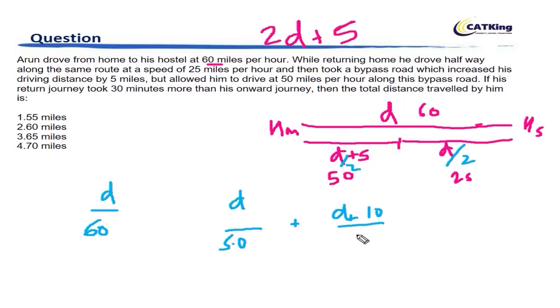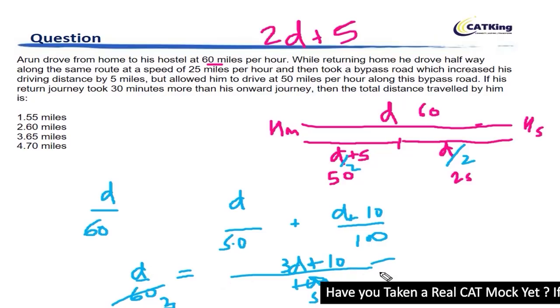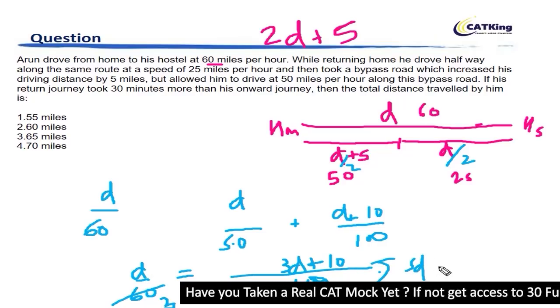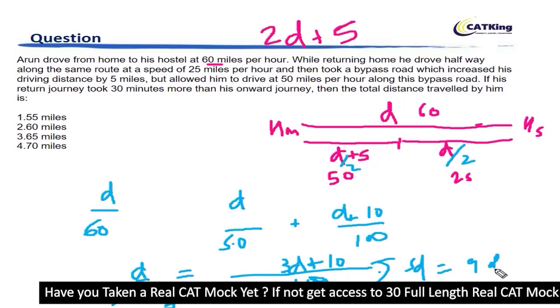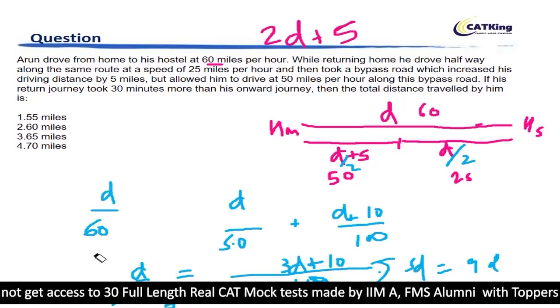Now all we have to do here is take an LCM, it becomes 100, this becomes 2d plus d plus 10, so 3d plus 10. Now 3d plus 10 is equal to d upon 60, right? Now this is 3 times, when you divide by 20, this is 5 times, so this 5d becomes equal to 9d. No, so there is just one difference, we can't equate it.